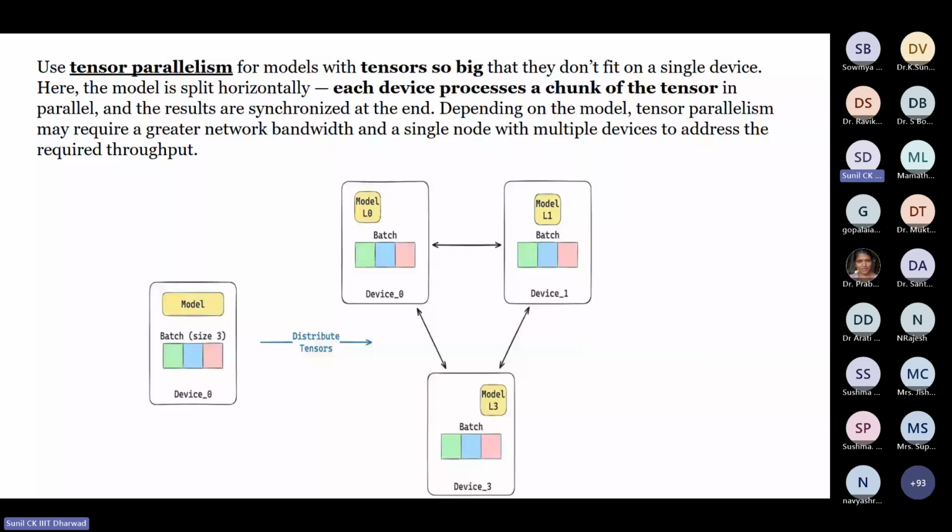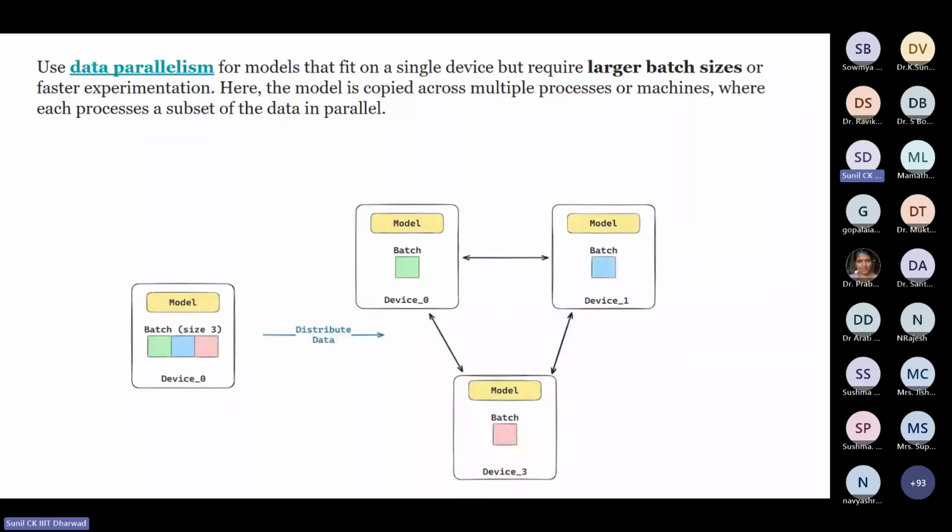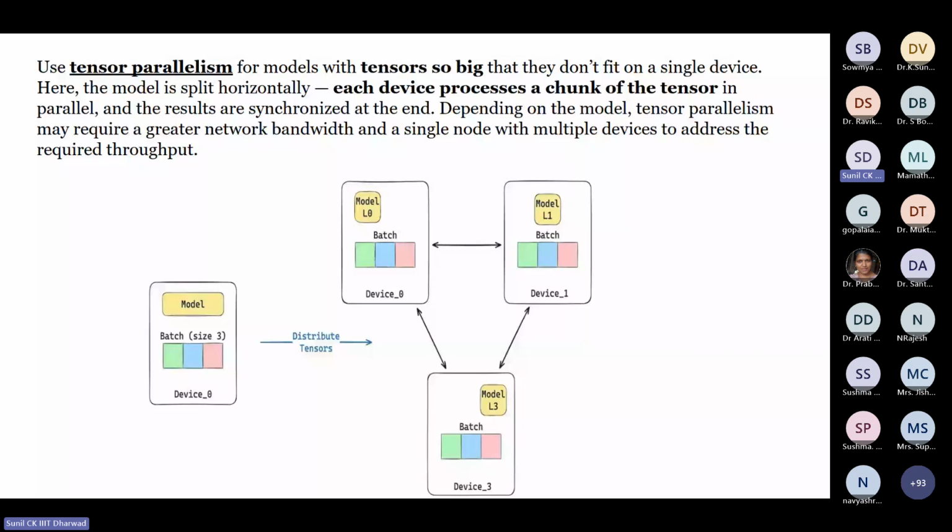In the previous case, you can see the model is the same, but the devices are different. The same model, but you are running it on different devices. But in this case, you are running the parts on different models: model 0, model 1, and model 3. So the model is not the same. The model is different from one another.